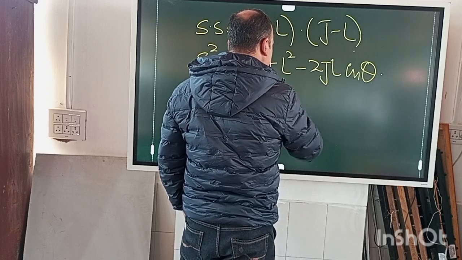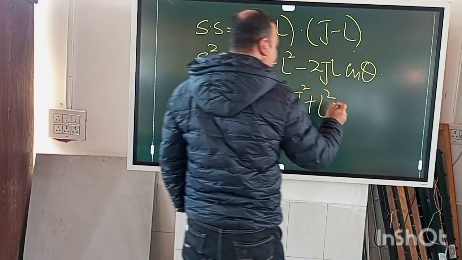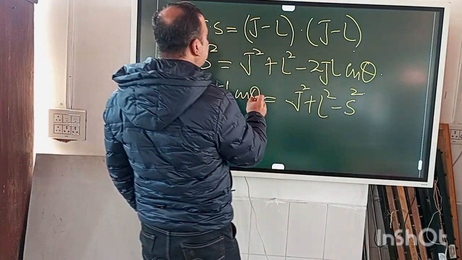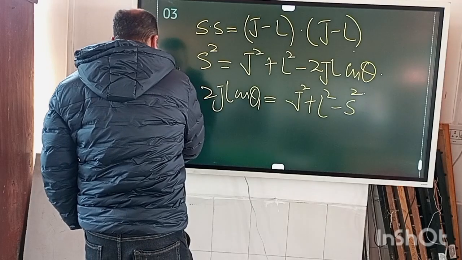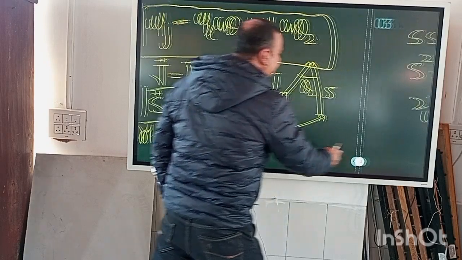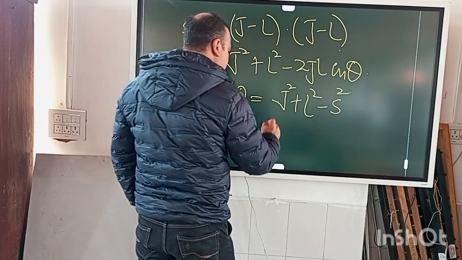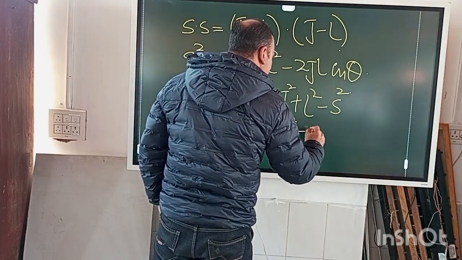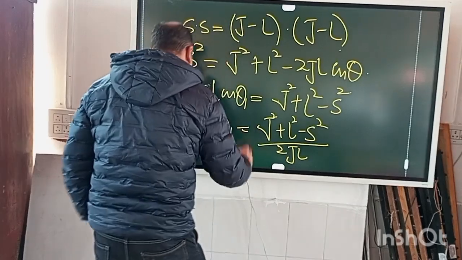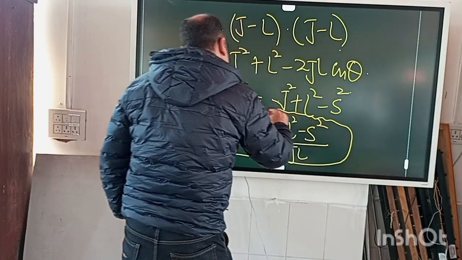S square. No, let me keep it there. So J square is there, plus L square is there. I'll transfer this on the other side. This will become minus S square. So this is not theta, this is theta 1, because we know that this theta 1 is between J and L. So proceeding from here, cosine of theta 1 will be equal to J square plus L square minus S square divided by twice JL.